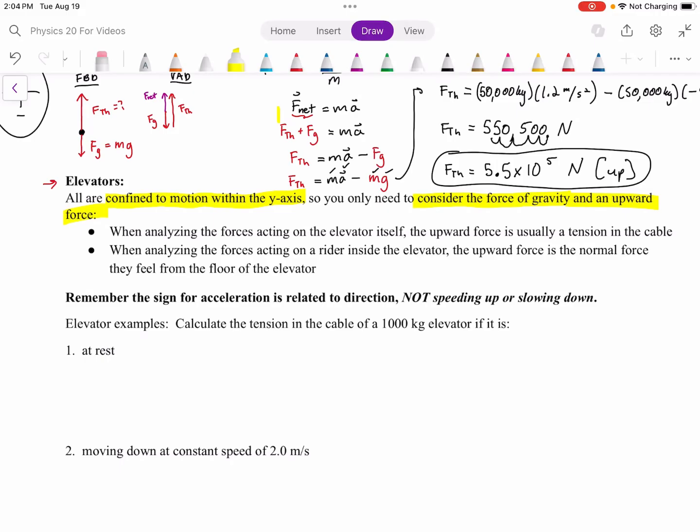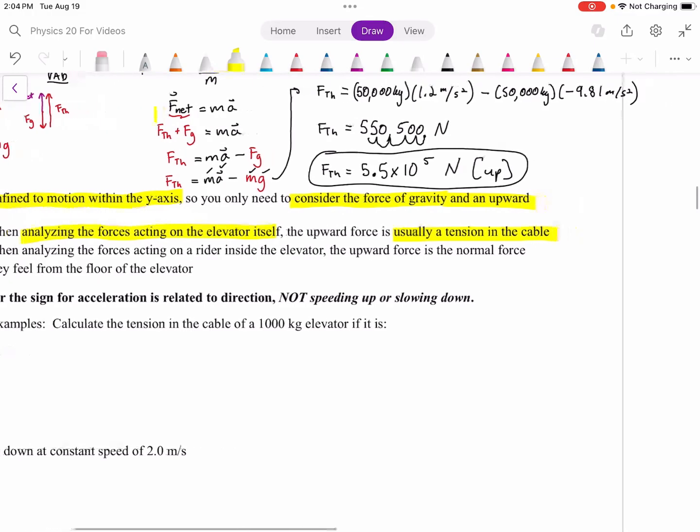Today we're going to look at the forces on the elevator itself, okay? Which means we're usually thinking about tension in the cable. So we're looking at the whole elevator. It has mass, so it feels a force of gravity downwards, but there's some cable attached with a force of tension in the cable that's pulling up on the elevator.